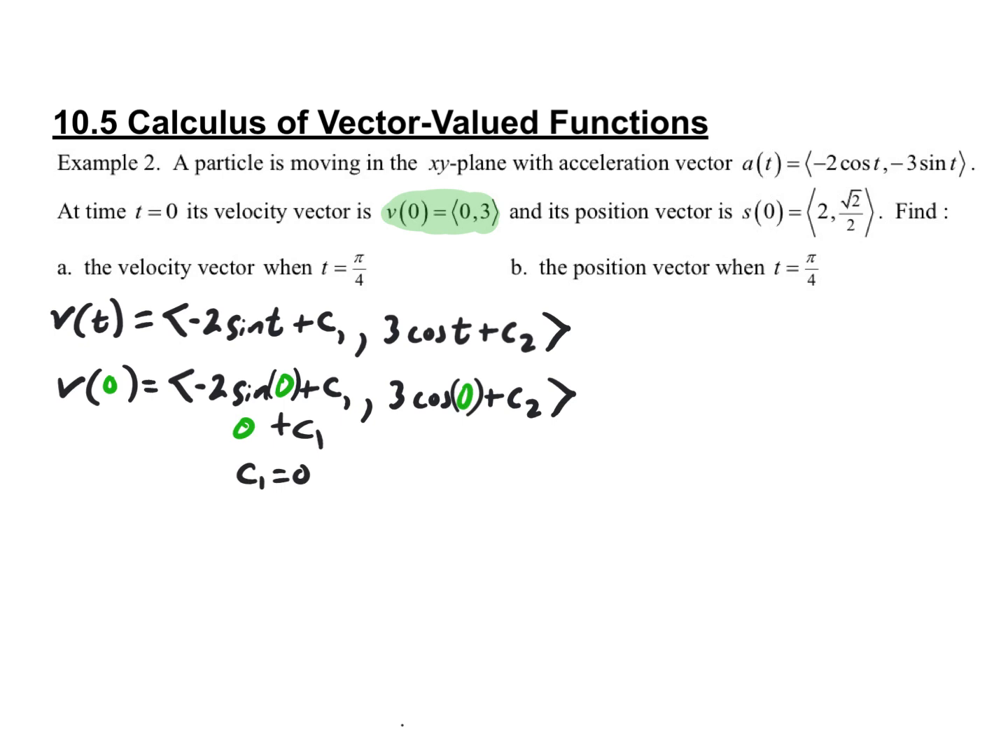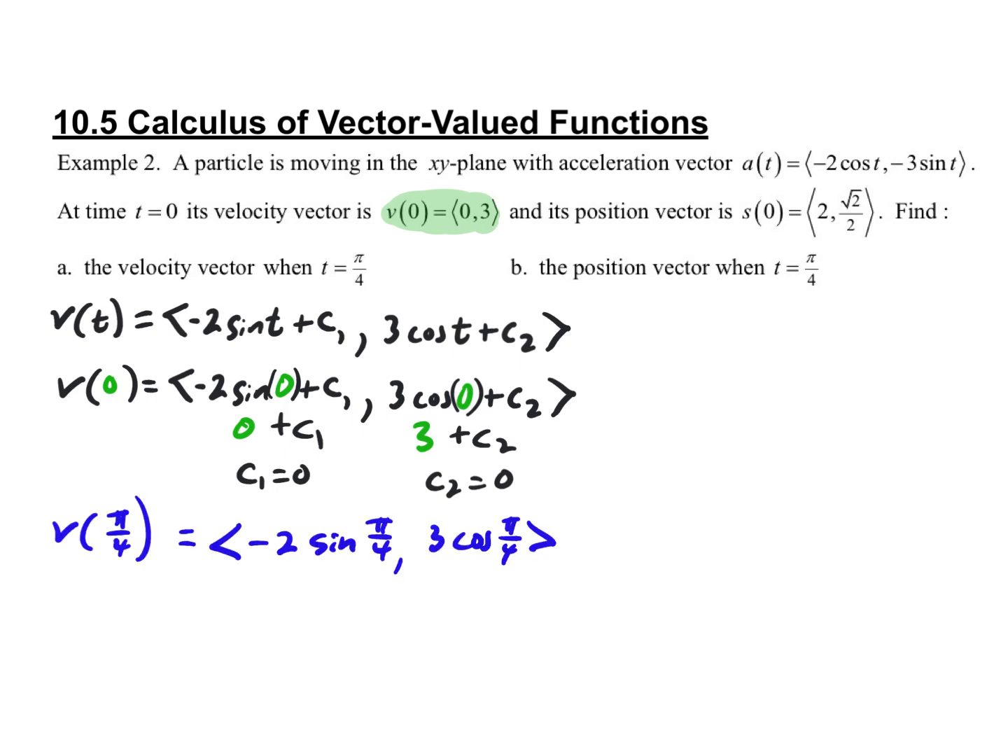Since sine of 0 is 0, this is 0 plus C1, and this all has to equal 0, so C1 equals 0. And then over here, all of this has to equal 3. Cosine of 0 is 1. So I have 3 plus C2. And since the y component of the velocity vector is 3, C2 has to be 0. So this one's sort of a lead balloon, so to speak. Our C's are both 0.